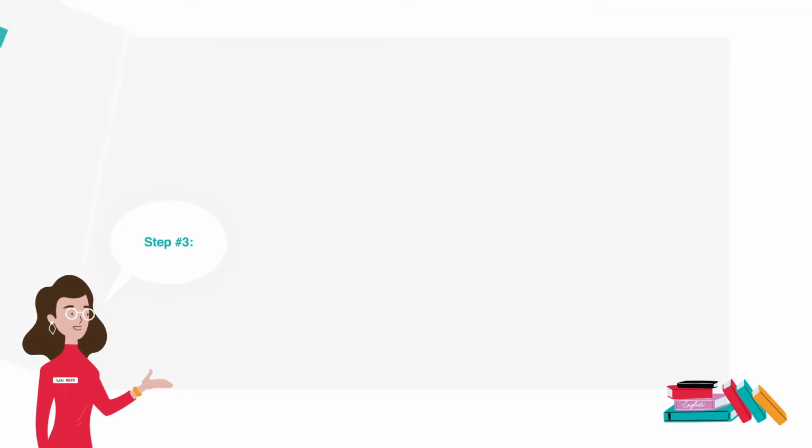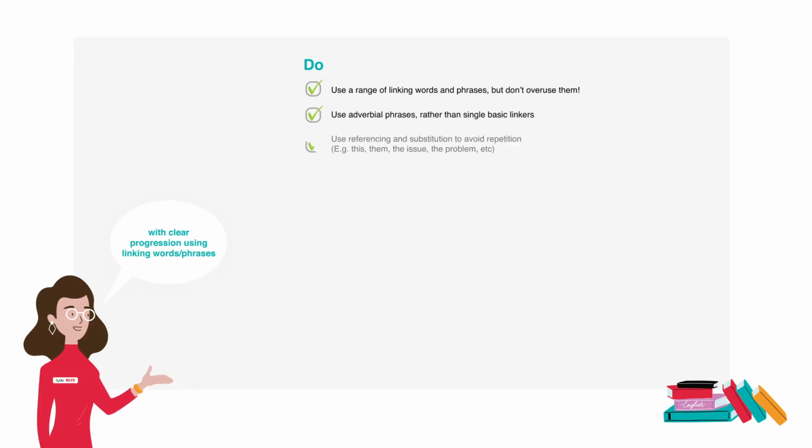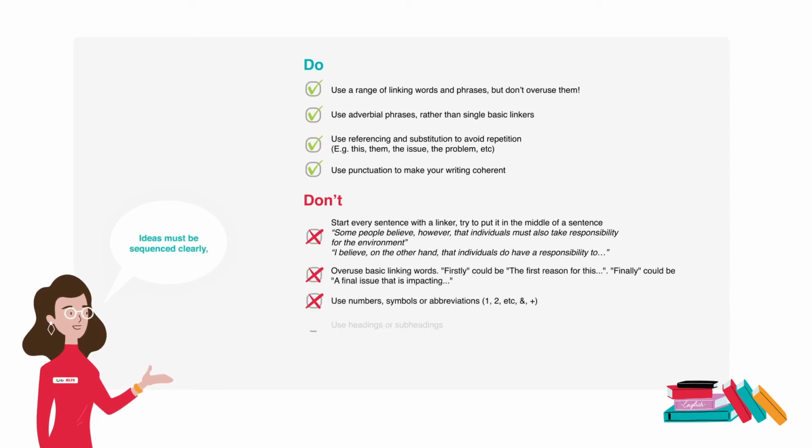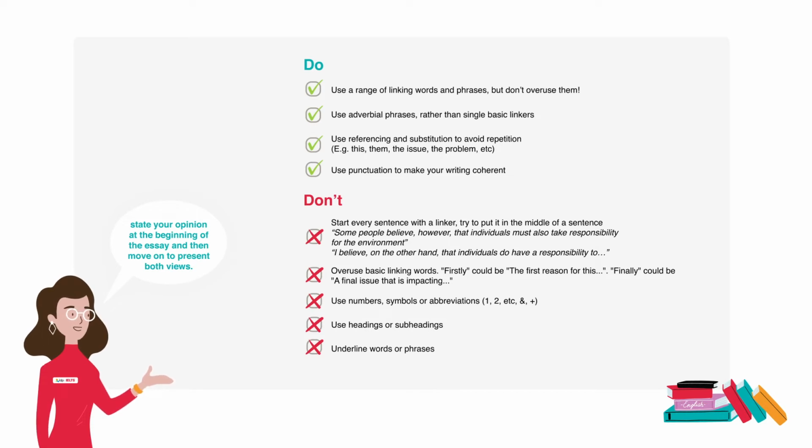Step 3. Organise your essay logically with clear progression using linking words or phrases. The essay must be organised and easy for the reader to follow. Ideas must be sequenced clearly, starting at the beginning and moving through to a conclusion. If you are asked to present both views and your opinion, state your opinion at the beginning of the essay and then move on to present both views. You can then come back to your own opinion and conclude the essay. This is a logical way to present these ideas.